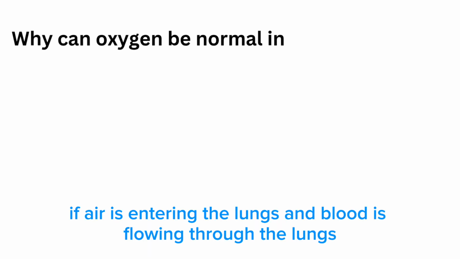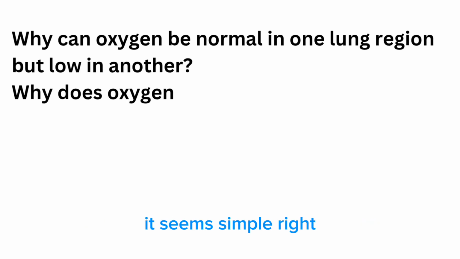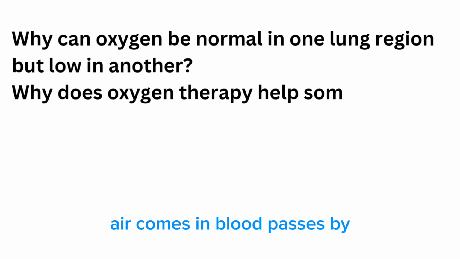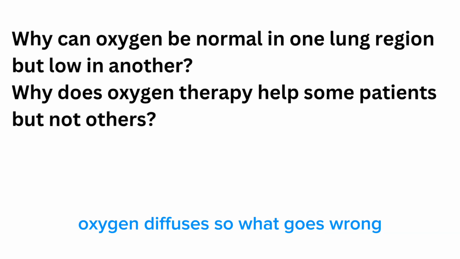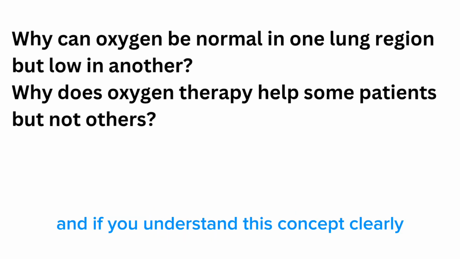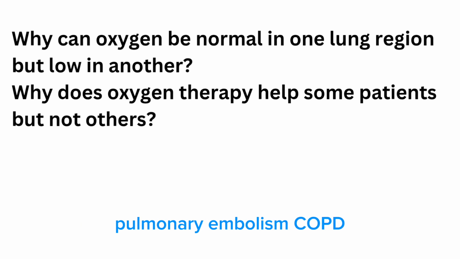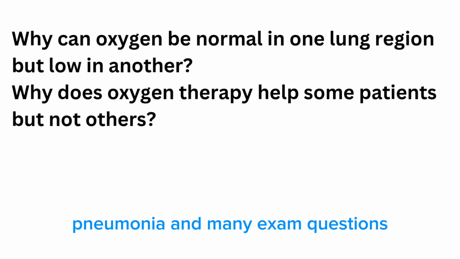Let me ask you something. If air is entering the lungs and blood is flowing through the lungs, why would oxygen levels ever drop? It seems simple, right? Air comes in, blood passes by, oxygen diffuses. So what goes wrong? The answer is something called ventilation-perfusion mismatch. And if you understand this concept clearly, you will understand hypoxemia, pulmonary embolism, COPD, pneumonia, and many exam questions.